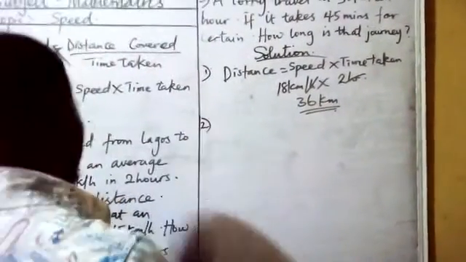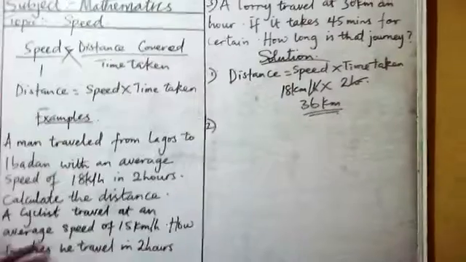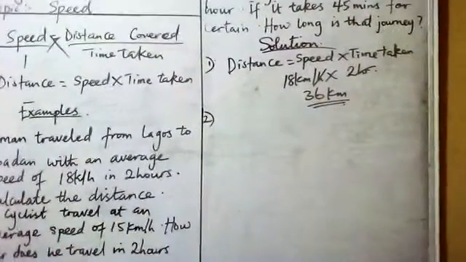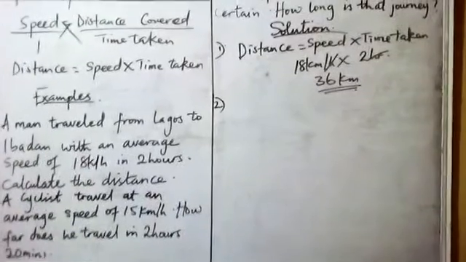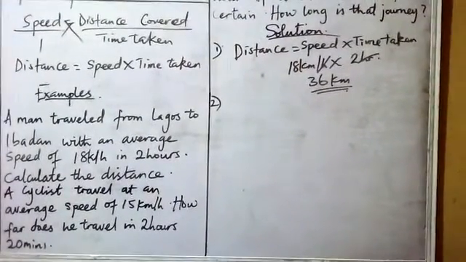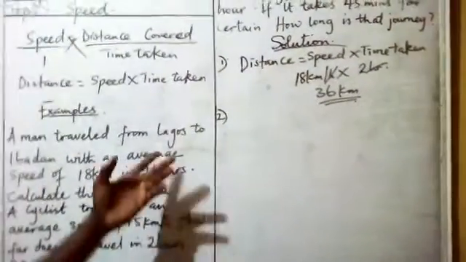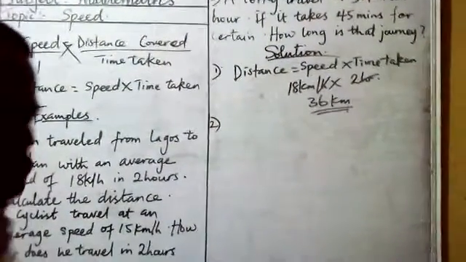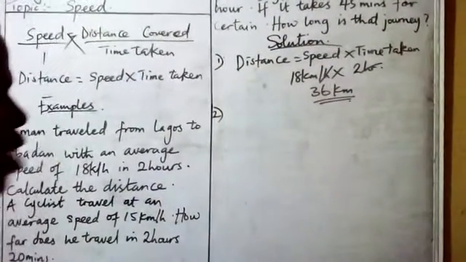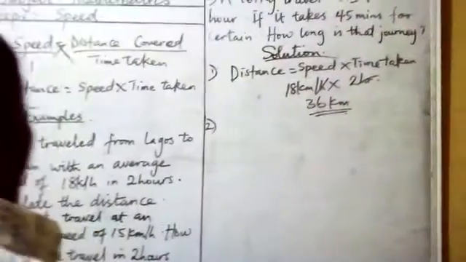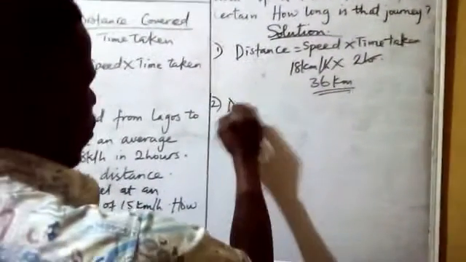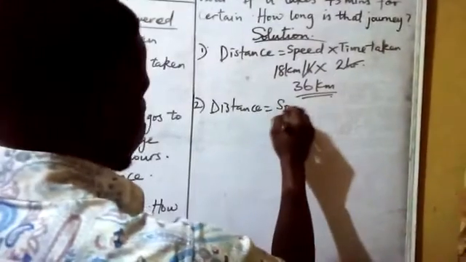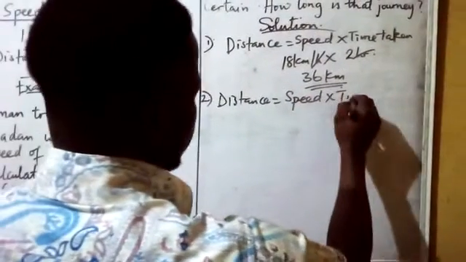Number two, the question says a cyclist travels at an average speed of 15 kilometers per hour. How far does he travel in 2 hours 20 minutes? You can see that the nature of this question is different from the first, and the third one is also different. So I've made sure you cover all the areas that may give you challenge under this topic. Formula first: distance equals speed times time taken.